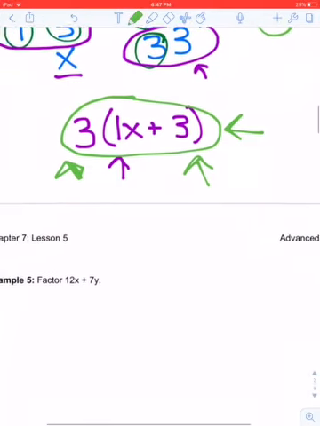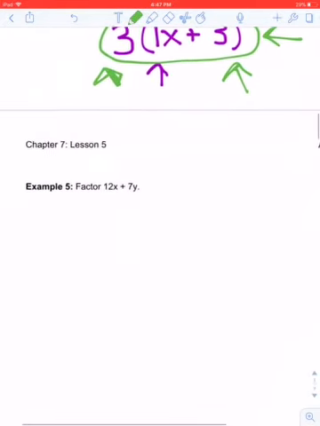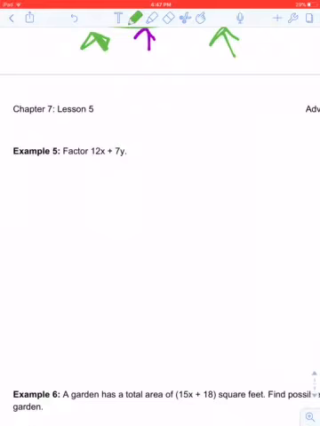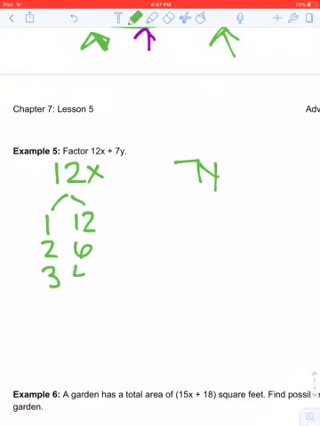So like I said, it's a little bit different, but we'll see what we can do. So let's try example 5. Example 5 says factor 12x plus 7y. So once again, we can split these into two different terms. So we can split it into 12x and 7y, and we can factor. So 12, we have 1 and 12, 2 and 6, 3 and 4, and we have the x. We're going to bring that down.